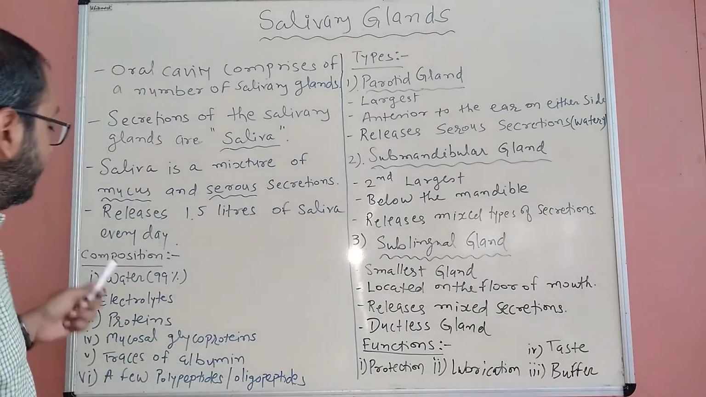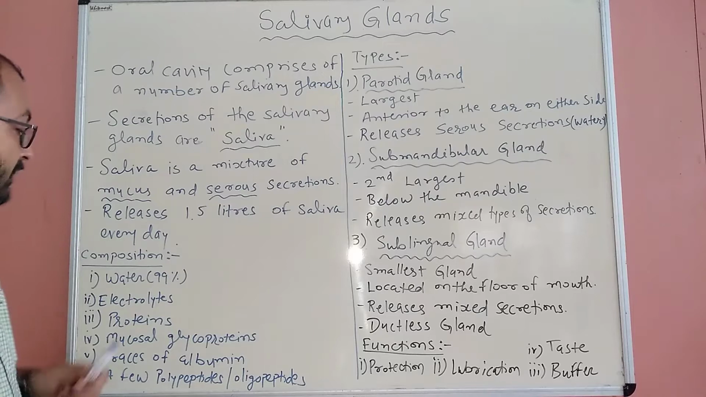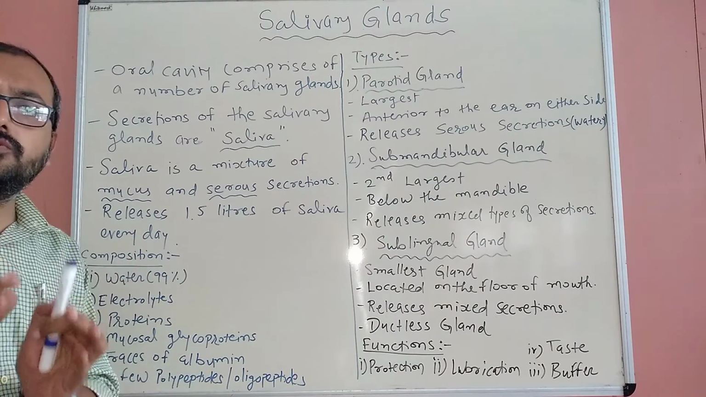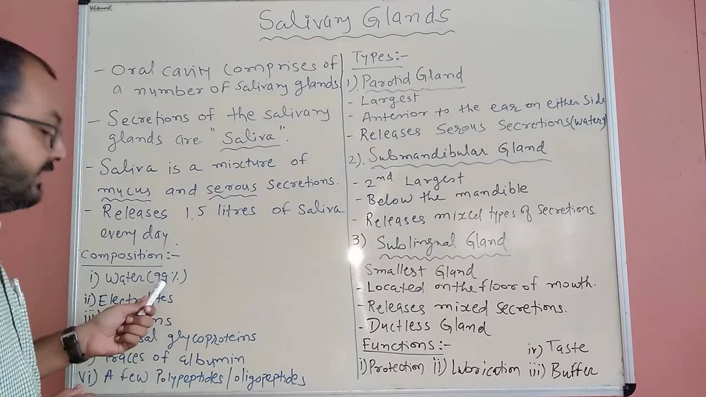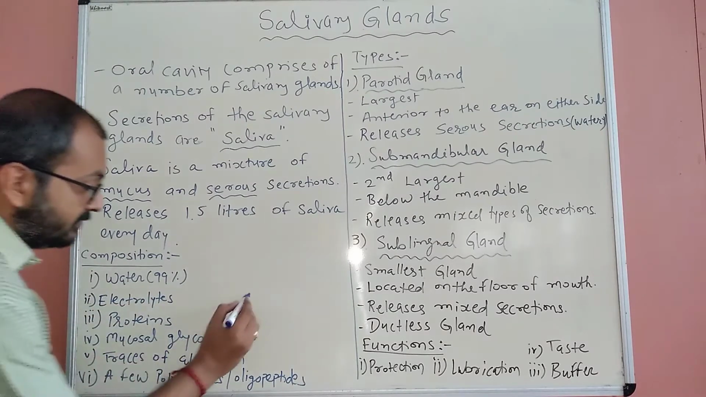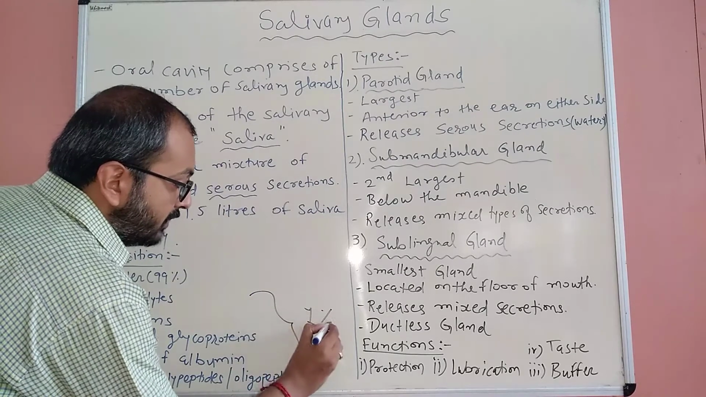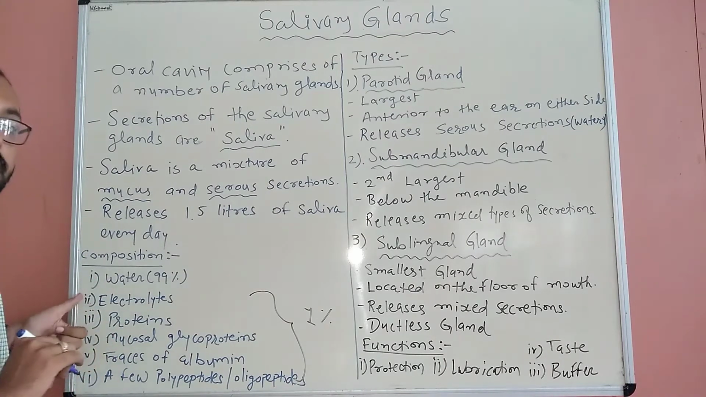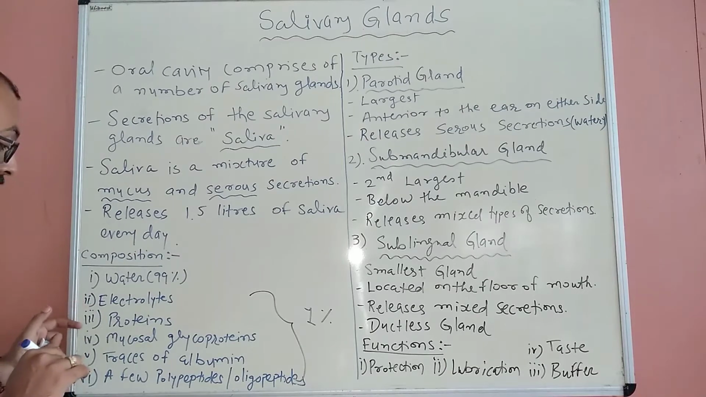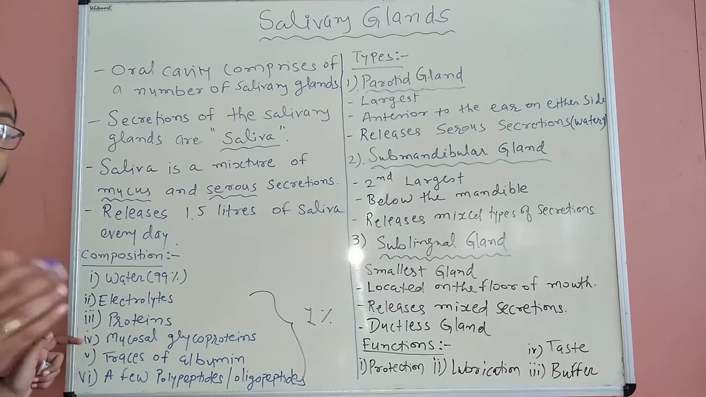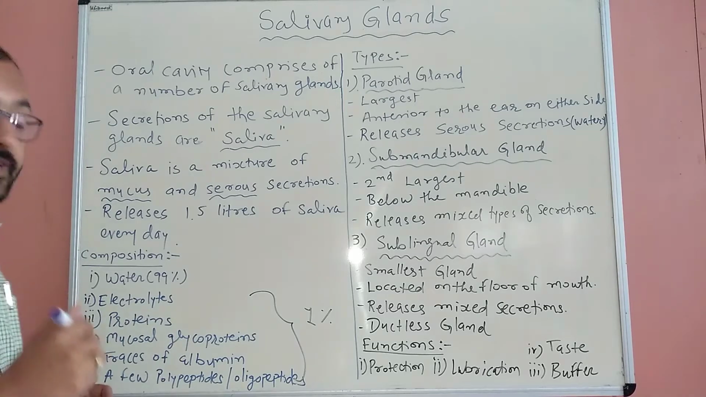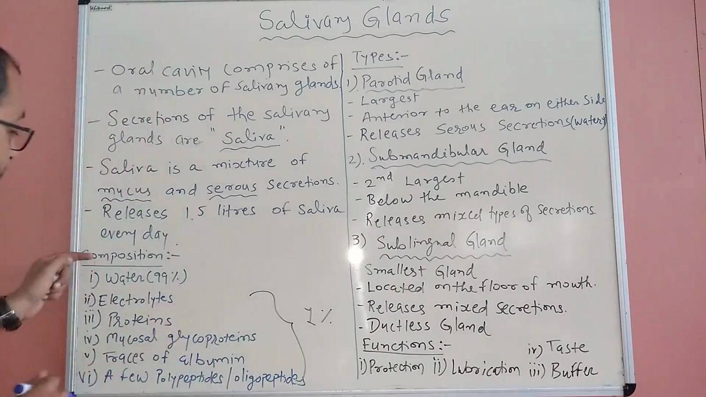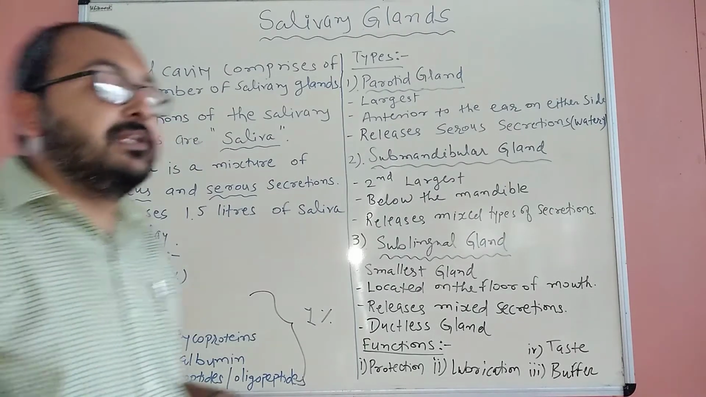Next comes the composition. It is composed of water, almost 99%. The remaining 1% consists of certain electrolytes, certain proteins, mucosal glycoproteins, traces of albumin, as well as a few polypeptides and oligopeptides. So this is the composition of saliva.